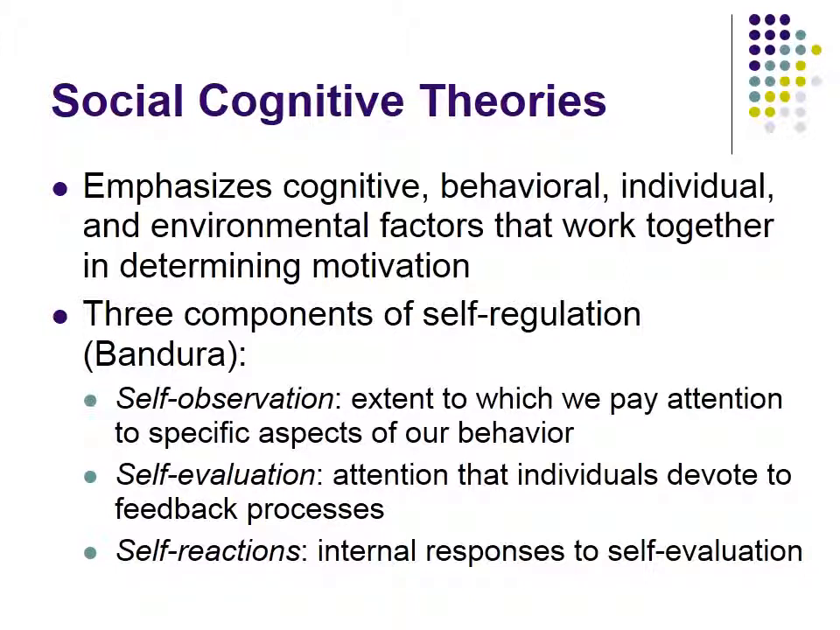So let's talk about the social cognitive theory. It emphasizes cognitive, behavioral, and individual and environmental factors that work together in determining motivation. So there's basically 3 components of self-regulation according to the social cognitive theories, and most of this is coming out of Alfred Bandura's work. There's self-observation, self-evaluation, and self-reaction.